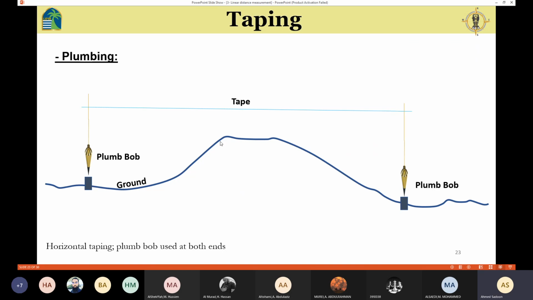Sometimes you are going to have a slope like that, and you need to measure the horizontal distance. In this case, you are going to use the plumb bob at both ends, at the first point and the last point, because there is no other way around. I need the horizontal distance, and the horizontal distance is going to be away from the ground. So I need to use the plumb bob at this end and at that end.